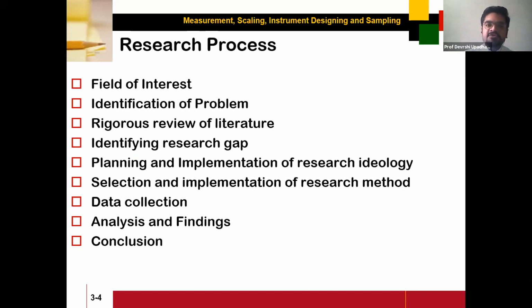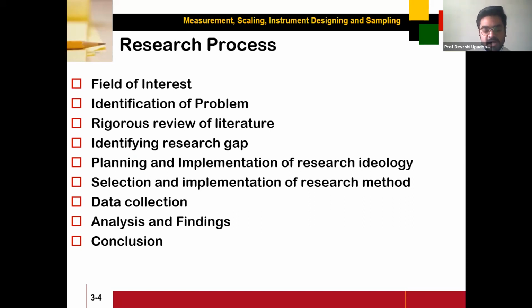Third, a rigorous review of literature. As a faculty member in education, I strongly believe that if you do a rigorous review of literature, half of the research is done. The literature review is the most important foundation and the most important process of research, because ultimately you are referring to the literature of past authors, whatever literature is available to you.